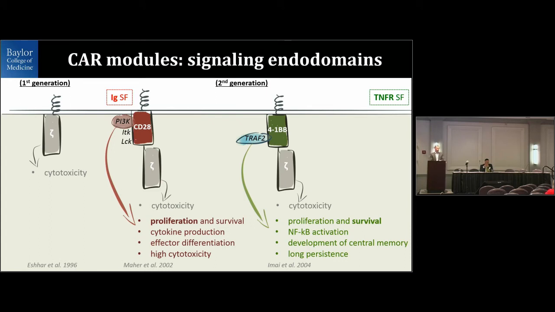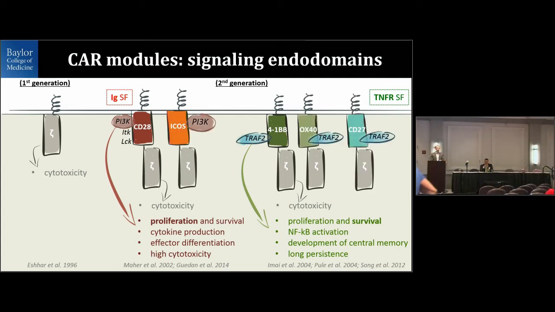Two years later, in 2004, Dario Campana in St. Jude's showed that the incorporation of the TNF receptor superfamily domain 41BB was actually also beneficial to the T cells. It provided enhanced survival. And 41BB signals differently, signals through TRAF molecules and activates NF-kB, which is shown to be critical to maintain survival of the cells. And later studies showed that 41BB signaling can promote central memory development and endow cells with long persistence, and also switch their metabolism. And we will hear more about CAR T cell metabolism from the next speaker.